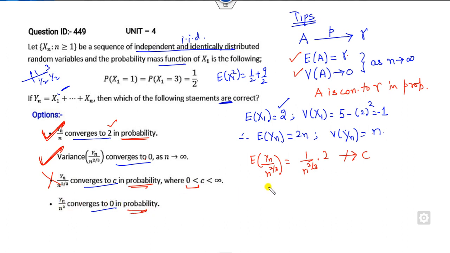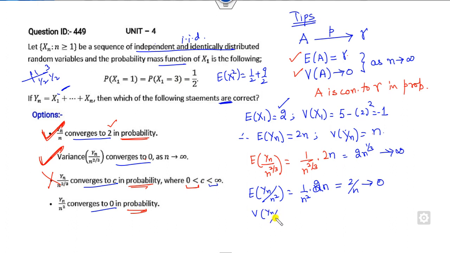Yn upon n square converges to 0 in probability. So we can find the expected value of this. It is 1 over n square. The expected value of Yn is 2n. So it is 2 by n, it goes to 0. Sorry, it is also n, so it is 2n. So the answer will be 2n raised to power 1 by 3, which goes to infinity. Again, infinity does not lie in the interval. Again, that's not the right answer. So this option is not satisfied.